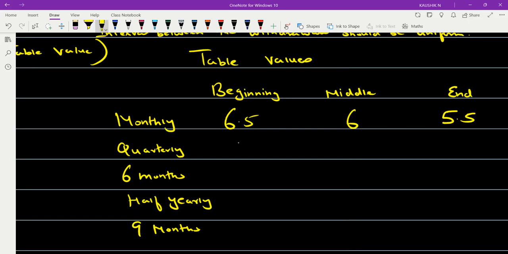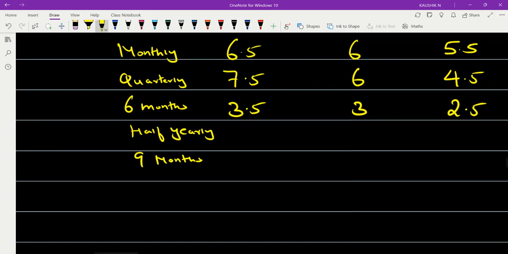Coming up to this quarterly basis. Quarterly beginning 7.5. Quarterly middle 6. Quarterly end 4.5. Six months value in the beginning 3.5. Six months middle 3. Six months end 2.5.